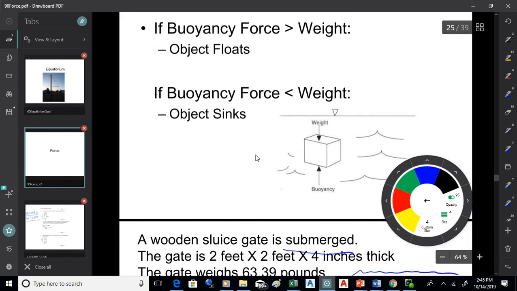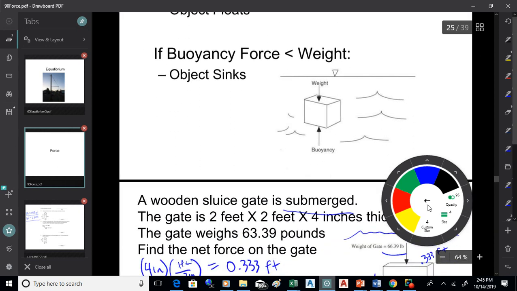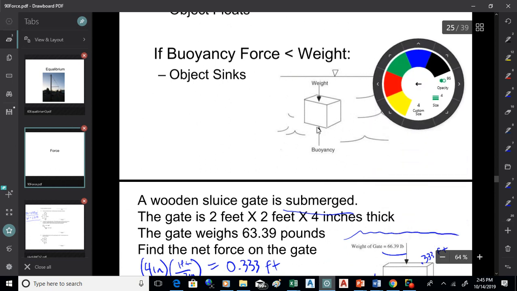All right, so let's have a look at this next one. Let's say we've got a sluice gate there, 2 feet by 2 feet by 4 inches. And the gate weighs 39.39 pounds. Let's find the net force on the gate.